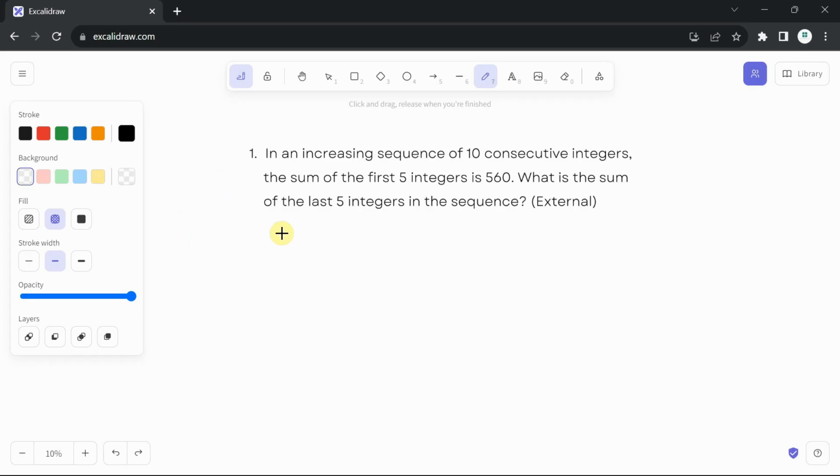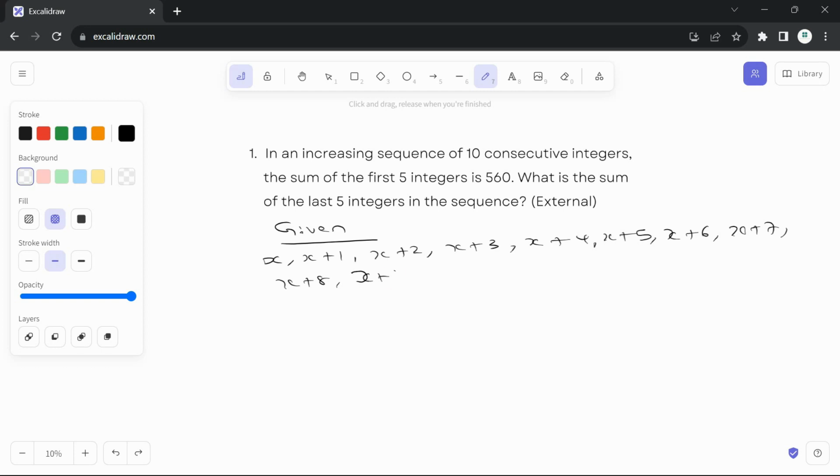So what are we given? We know that it is an increasing sequence of 10 consecutive integers. So the first integer was x, the second integer will be x plus 1, third will be x plus 2, fourth will be x plus 3, fifth will be x plus 4, sixth would be x plus 5, seventh will be x plus 6, 8th will be x plus 7, 9th will be x plus 8, and 10th would be x plus 9, right?